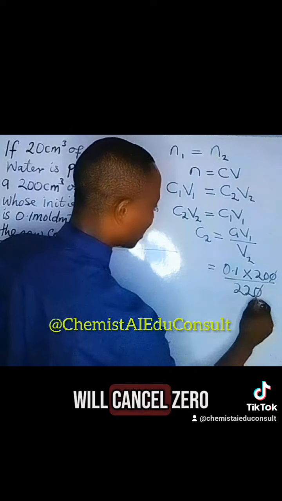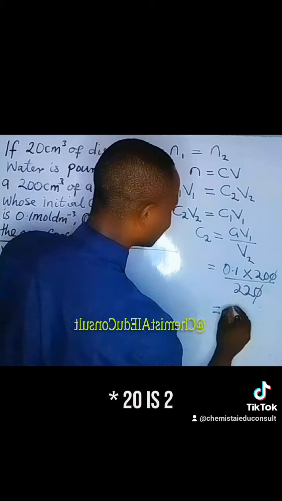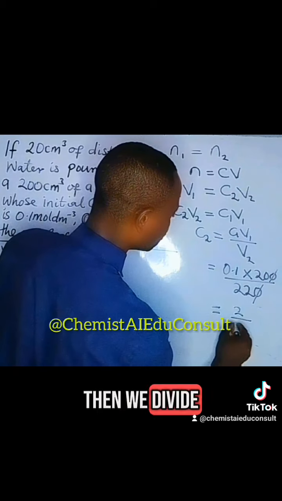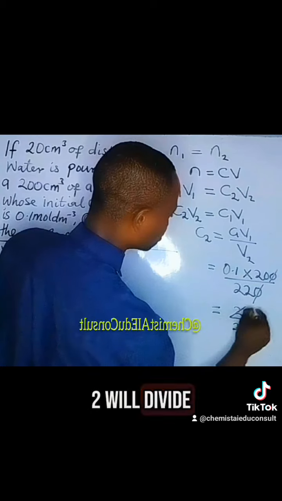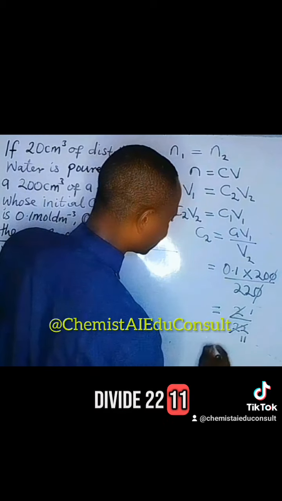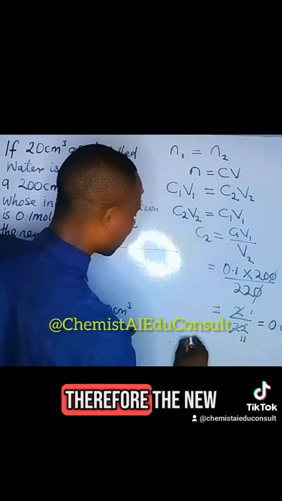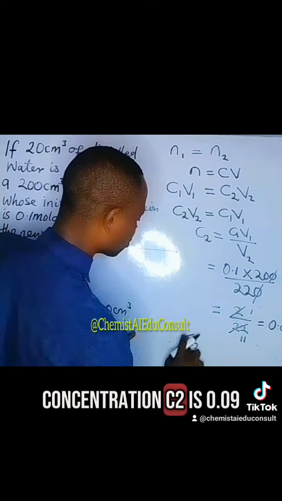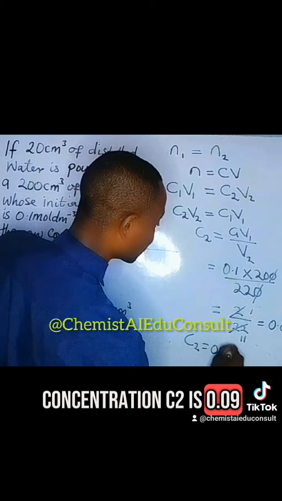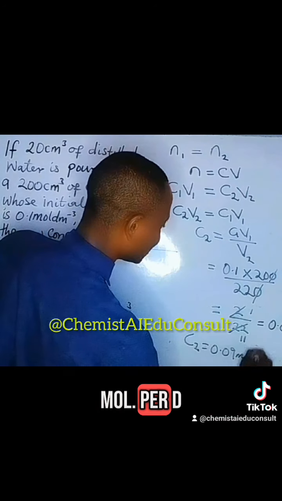0 up here, we cancel 0 down here. 0.1 times 20 is 2. Then we divide 2 by 22. 2 divided by 2 is 1, 22 divided by 2 is 11. And 1 over 11 is 0.09. Therefore, the new concentration, C2, is 0.09 mole per dm³.